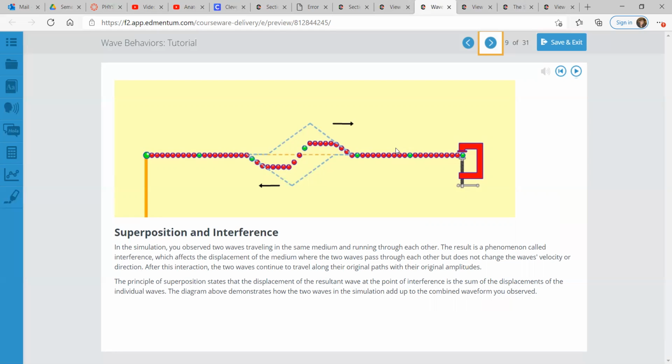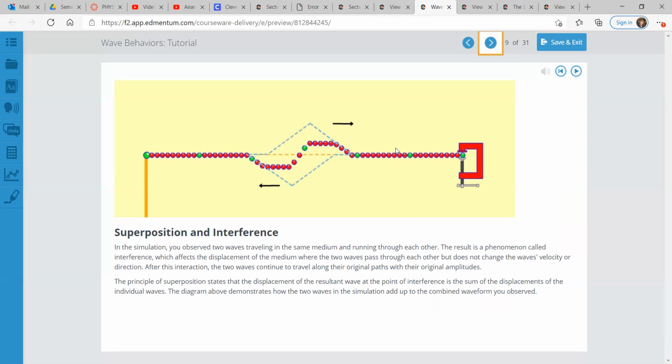That is called interference. That affects the displacement of the medium where the two waves pass through each other, but does not change the waves' velocity or direction. After this interference interaction, the two waves continue to travel along their original path with their original amplitude.